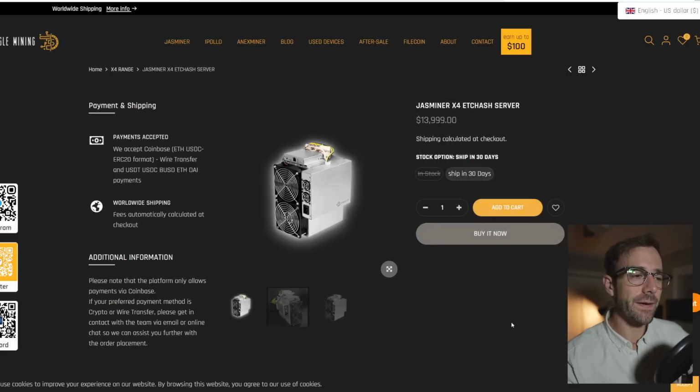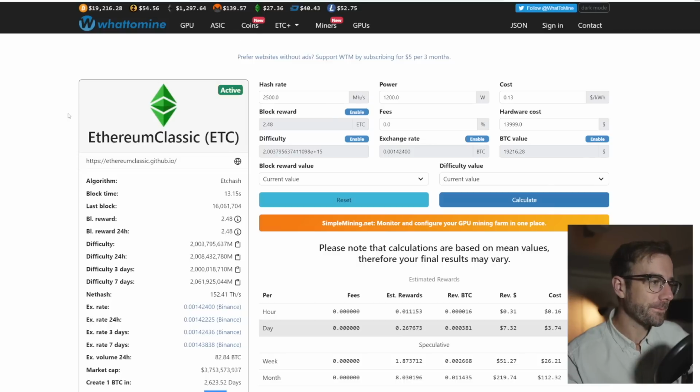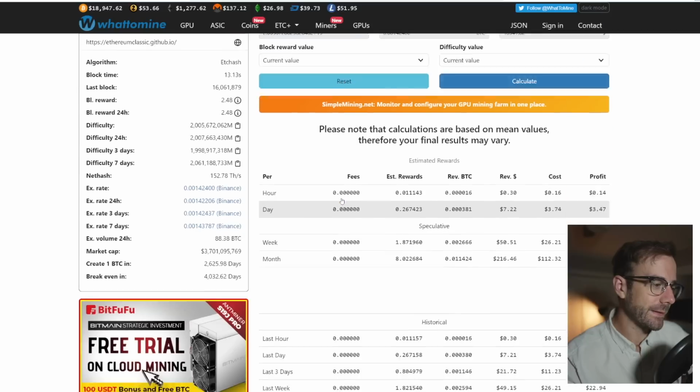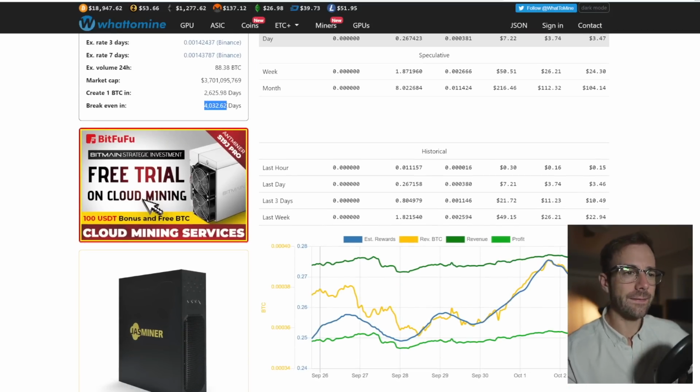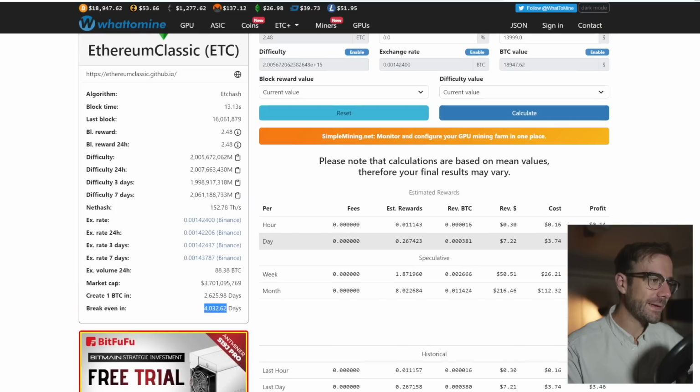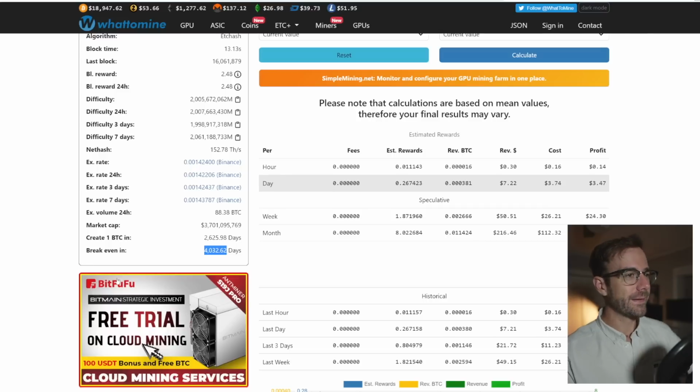What is the break even on that thing? Let's go look. Got the hash rate in. Power in, cost, residential electric rate, calculate. Break even in 4,000 days. That is crazy. Please don't buy that thing. I've got to imagine the price on that thing's got to come down. Who would buy that? Break even in 4,000 days? You may not even be alive then. That's crazy.